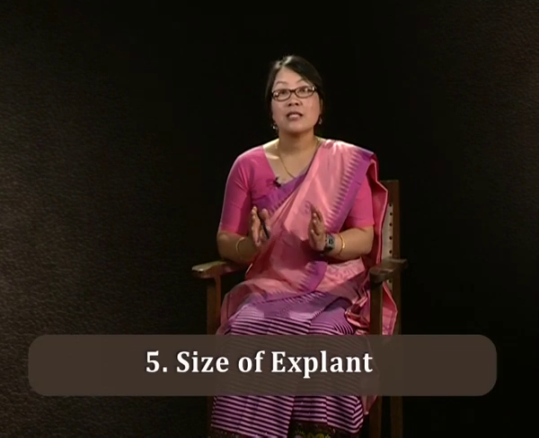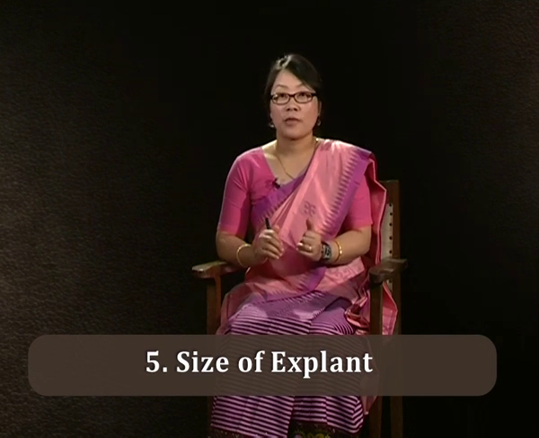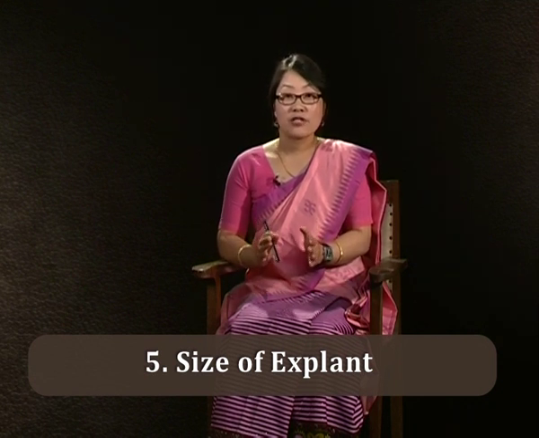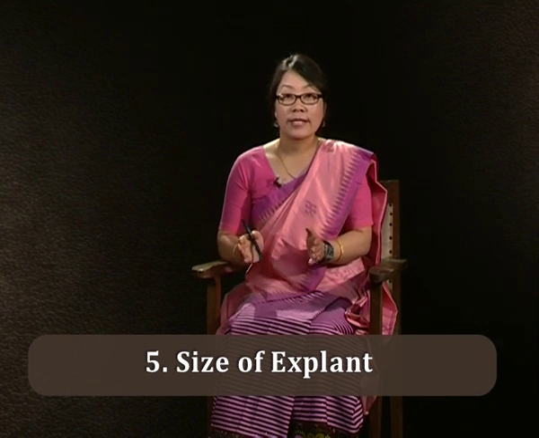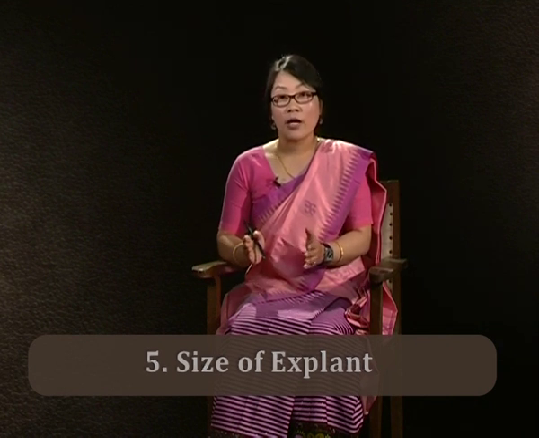Next factor is the size of explant. Large explants such as leaves and hypocotyls consisting of parenchyma, vascular tissues and cambium, or explants having a big amount of nutrition reserves such as tubers and bulbs have greater regenerative capacity compared to smaller explants such as soils and meristems due to limited nutrients and hormone reserve in small explants.